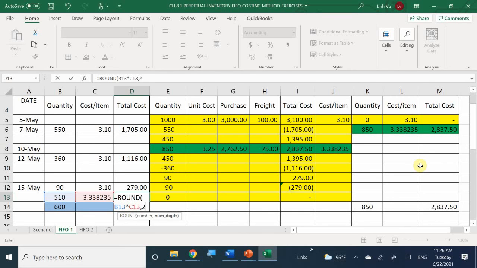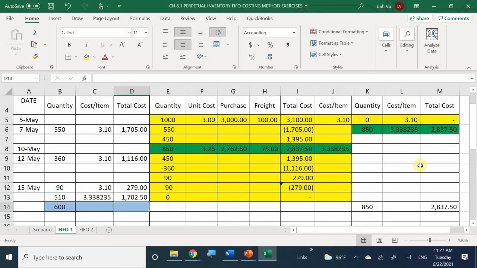I got 1,702.48. So you may have rounded your number too early. But it should be rounded up to 50 cents. So in this case, this is your grand total for selling 600 items, a grand total of $1,981.50.